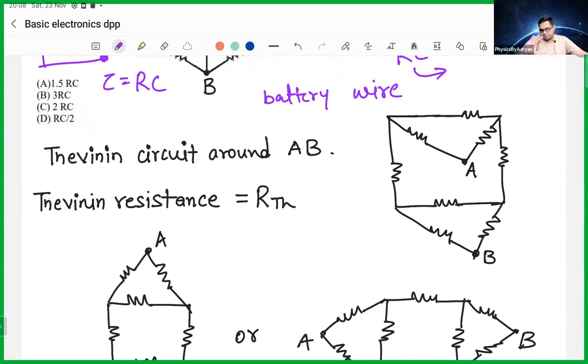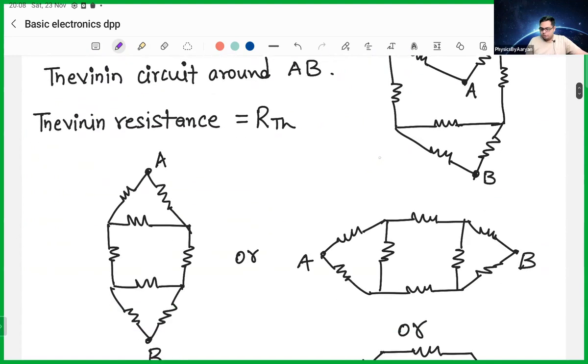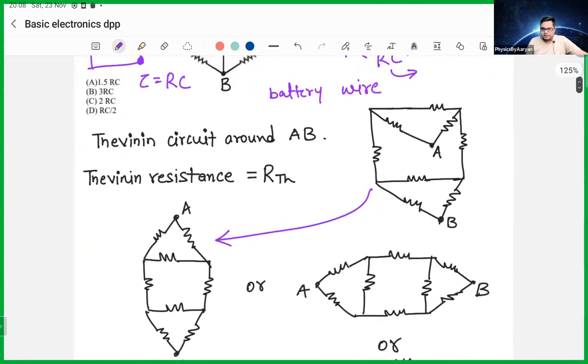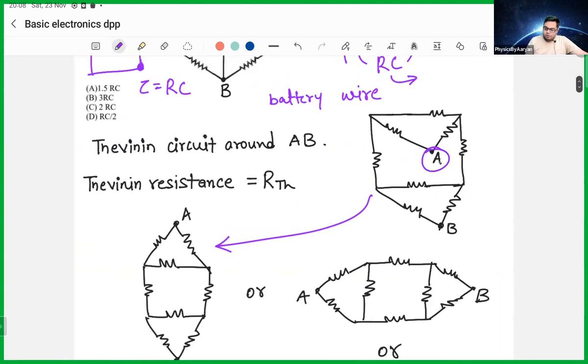So that is why I am redrawing this circuit so that you get a better image. I think all of you might agree that I can redraw this circuit like this. I have done nothing. I just picked this point and put it here. So I'm basically unfolding my circuit like this. If I unfold my circuit, I get something like this.